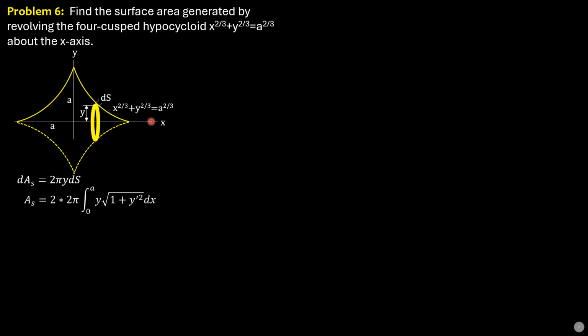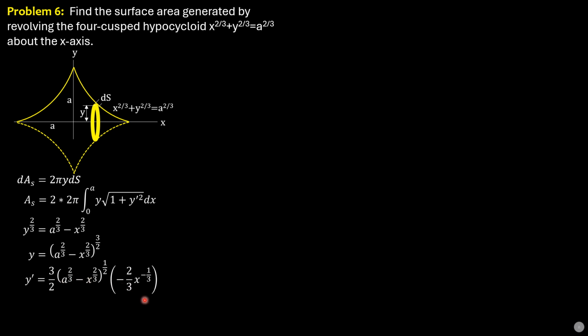So y to the 2/3 equals a to the 2/3 minus x to the 2/3. So that means raising everything to 3 halves. So y equals quantity a to the 2/3 minus x to the 2/3 to the 3 halves. So the derivative y prime is 3 halves quantity a to the 2/3 minus x to the 2/3 to the 1/2 times negative 2/3 of x to the negative 1/3, the derivative inside. So simplifying, 3 halves times negative 2/3 is negative 1. So we can write this as y prime equals negative a to the 2/3 minus x to the 2/3 to the 1/2 over x to the positive 1/3.